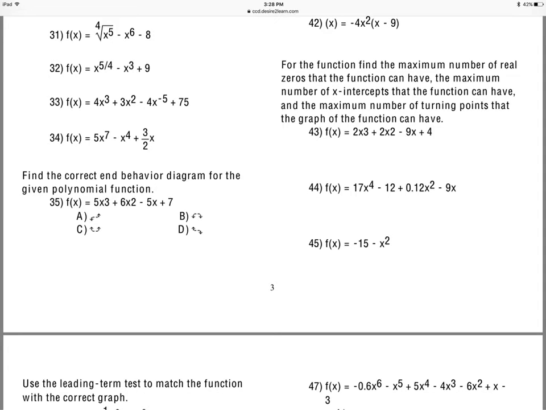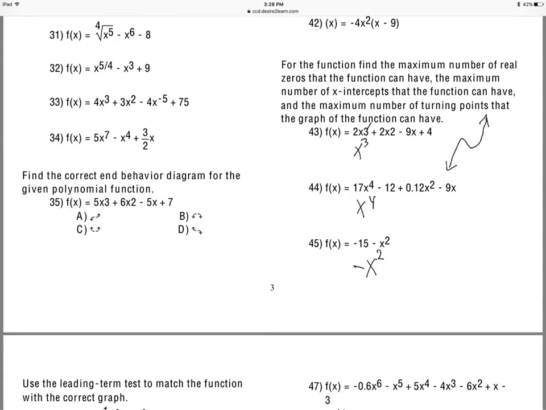Okay, maximum number of real zeros, maximum number of x-intercepts, maximum number of turning points. Now then, this is an x cubed graph. Again, apologies for where the exponent is. This is an x fourth graph, and this is a negative x squared graph, okay? So, x cubed graph, I know they look something like that.